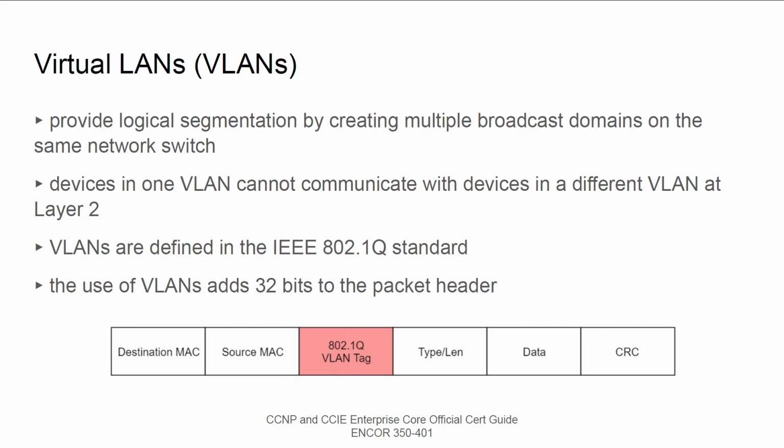Now the use of VLANs adds 32 bits to the packet header. And this is represented at the bottom of the slide. So you have the typical frame format with the VLAN tag added in it. It's squeezed in there with the other fields. So if you look at the 802.1q tag over here, we'll look at that in more detail in the next slide.